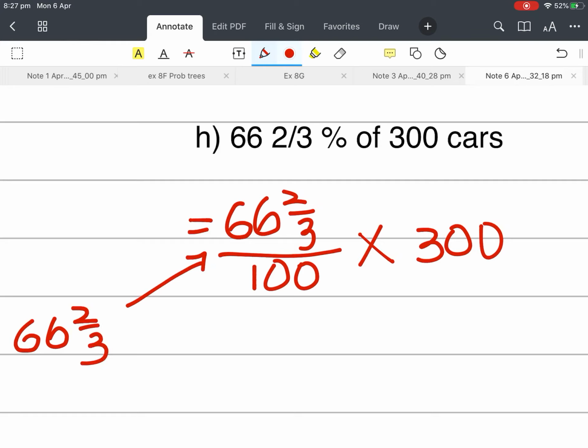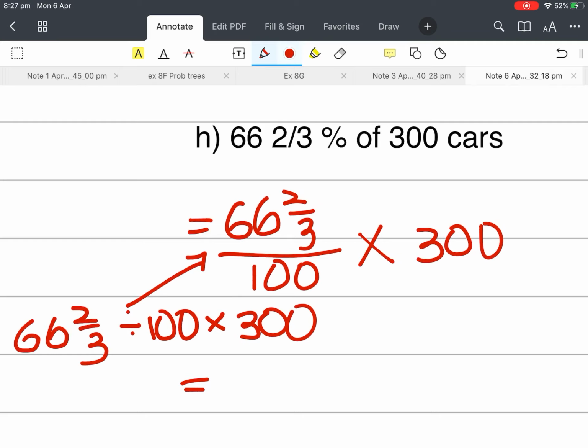Now if it doesn't work, we're going to do this instead. 66 2/3. The fraction line actually means the same as division. So if you try and do this using your fraction key and it doesn't give you the answer that I'm telling you, then maybe you need to try that one. So let's have a go.